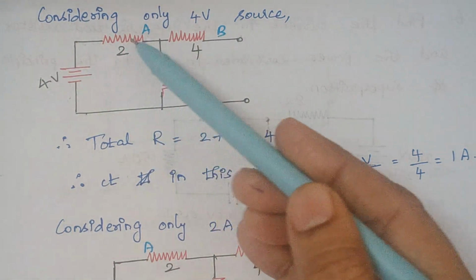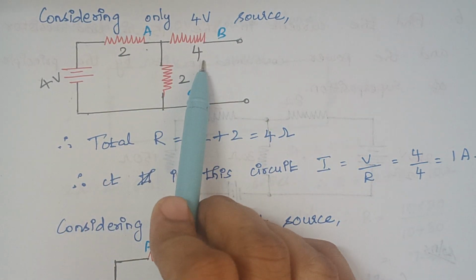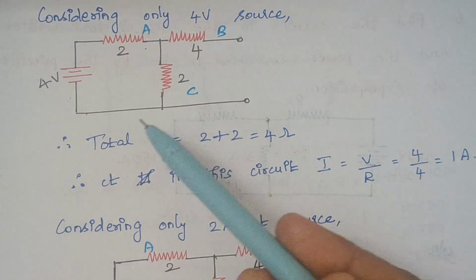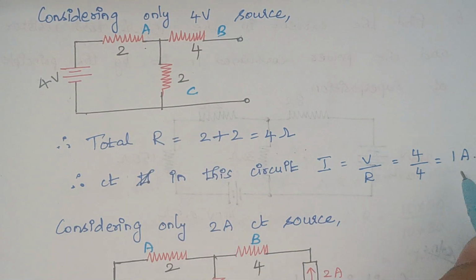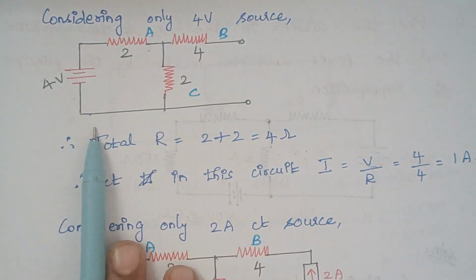Therefore the total resistance of this circuit is only 2 plus 2. We should not consider this 4, right. So the total resistance is 4 ohms and therefore the current is V by R, which is nothing but 1 amp. Okay. So this is the current that flows through this circuit, through this path.